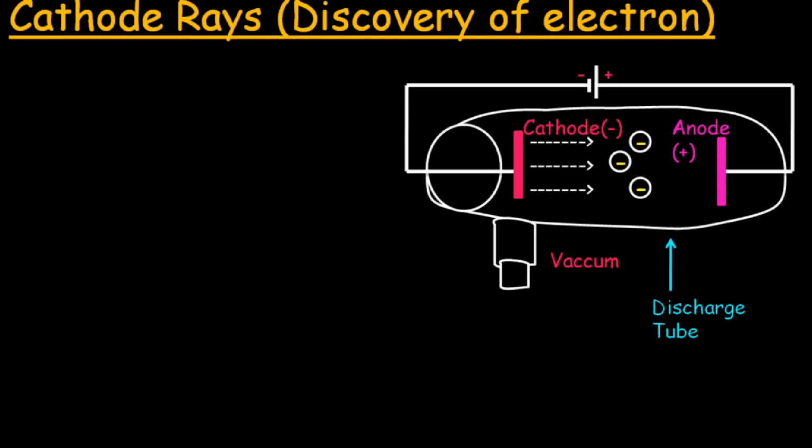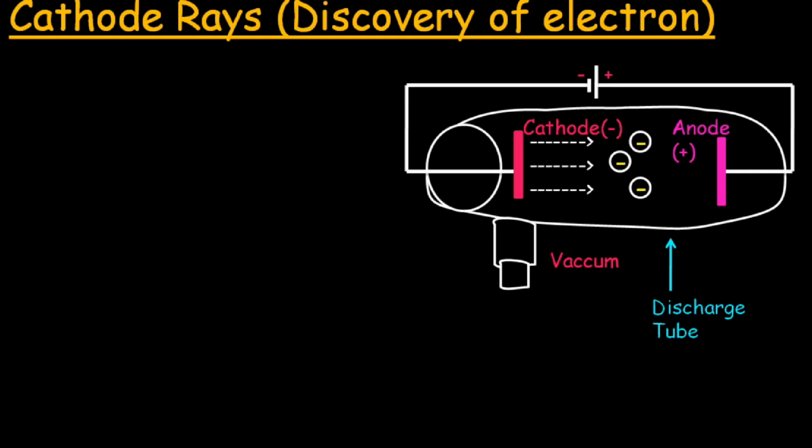Let's discuss the discovery of the electron, that is generally known as the cathode rays experiment. In this experiment, a gas discharge tube was used. Inside the gas discharge tube, a very low pressure of a gas was maintained. Two metallic electrodes, cathode with negative charge and anode with positive charge, were suspended and connected to the high voltage. The discharge tube was also connected with a vacuum to maintain the pressure inside it.